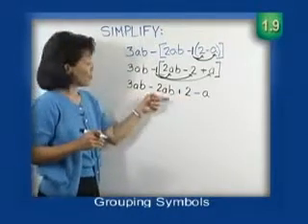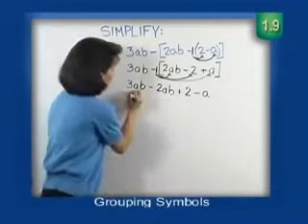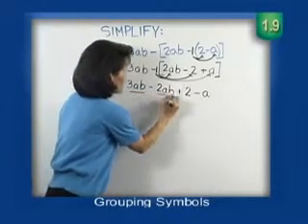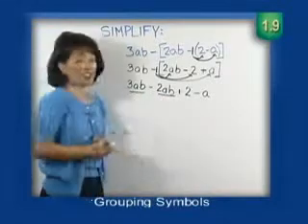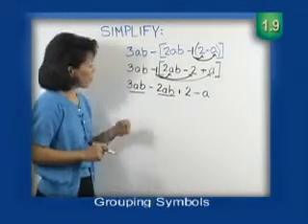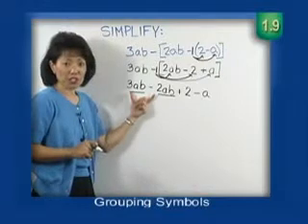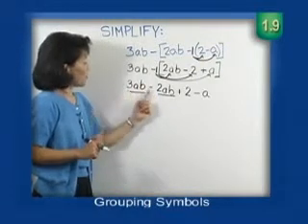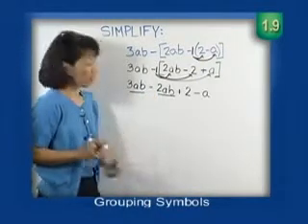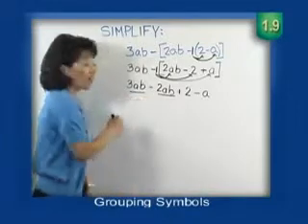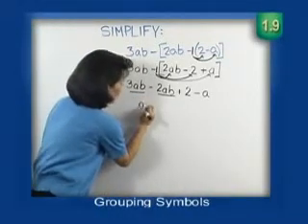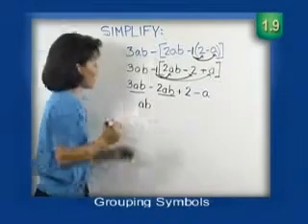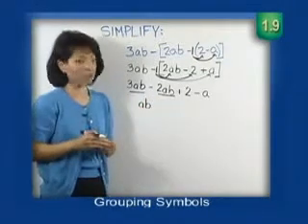3ab minus 2ab. Right up front here, we have two like terms. Remember, like terms are where the variable portions are exactly the same. So we're going to combine the two numerical coefficients, 3 minus 2, which is 1. Now you can either write it as 1ab, or we can just write it as ab and recognize that 1ab is the same as ab.